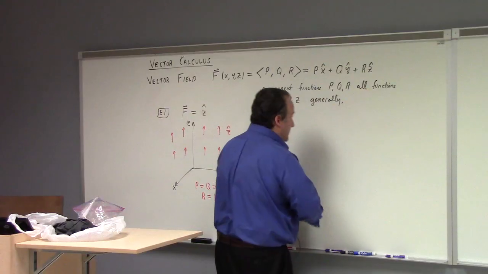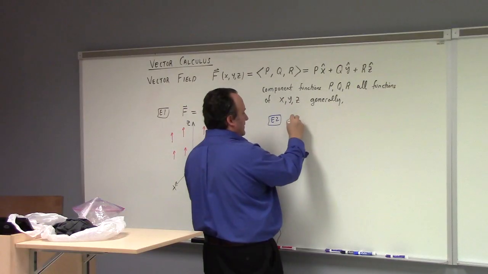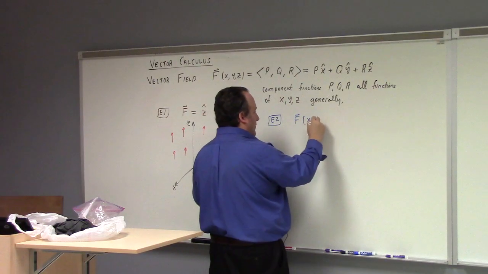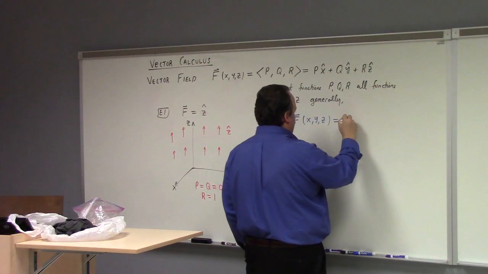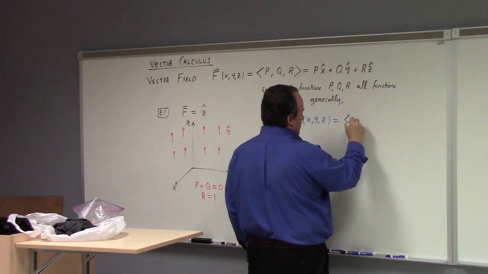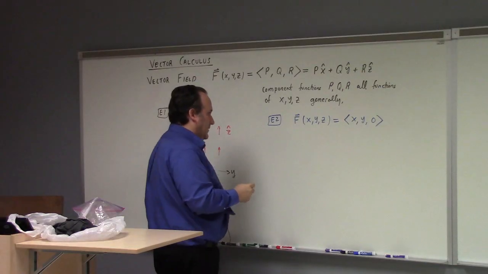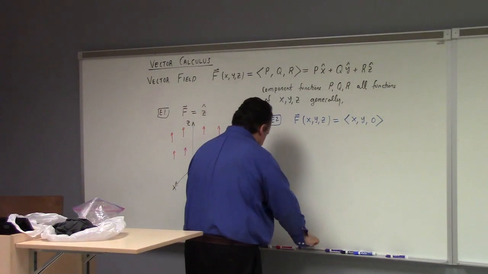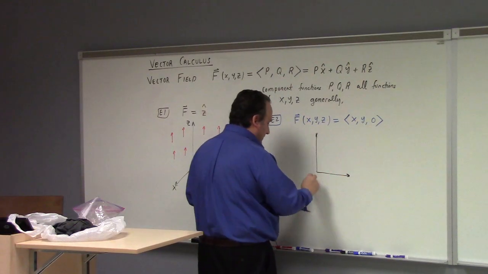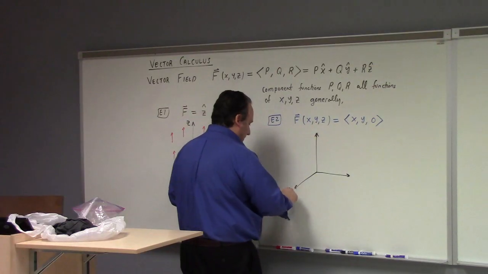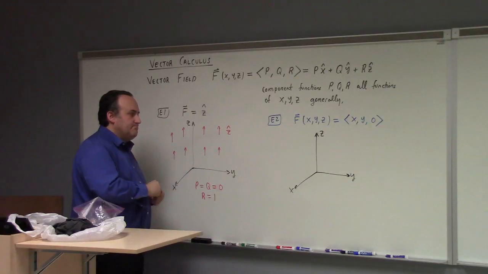Let's look at a more interesting example. Example 2. What if we had F of x, y, z equal to, well, we could just do x, y, and then 0? And we could try to plot that vector field. I'm just going to spend a few minutes plotting some examples before I do any more calculus, because I think that's a helpful exercise for us, just to get our bearings on what we're looking at.